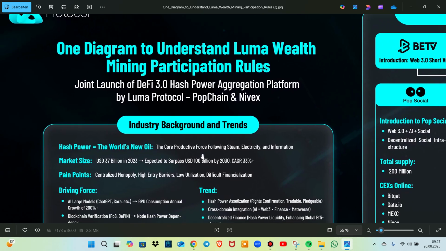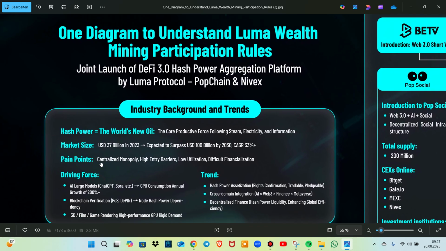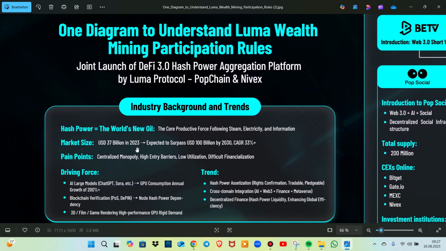So what is the Luma protocol all about? It's all about hash power. And hash power is the world's new oil. So we had steam at the beginning, and then we had electricity, and then we had information, also called IT. So the market size was at 37 billion in 23, but it is expected to surpass 100 billion by 2030.